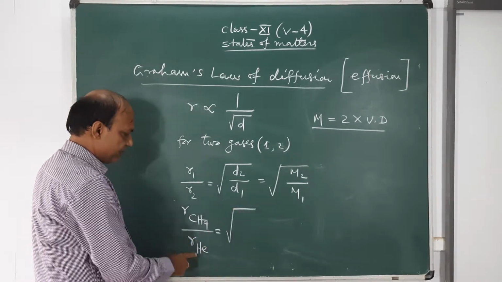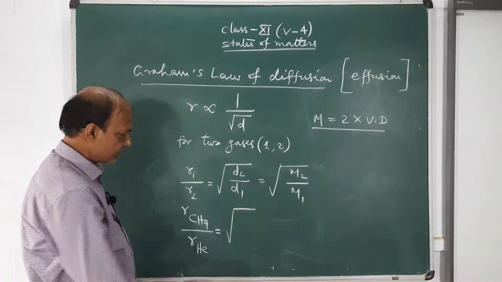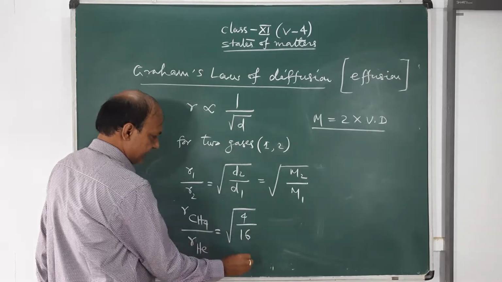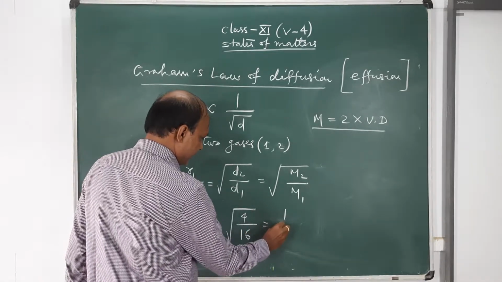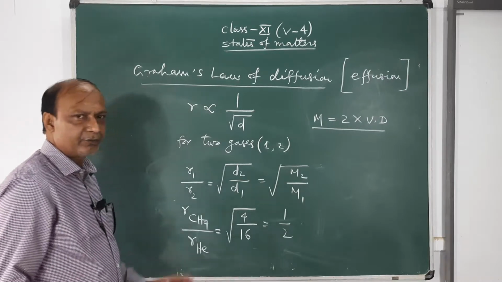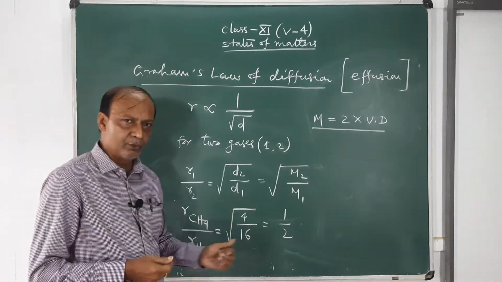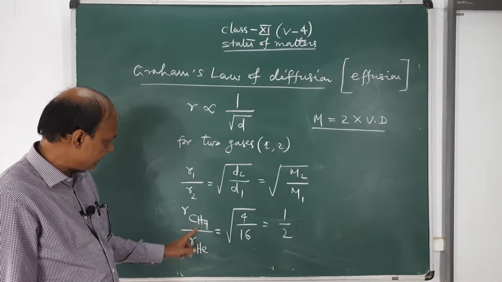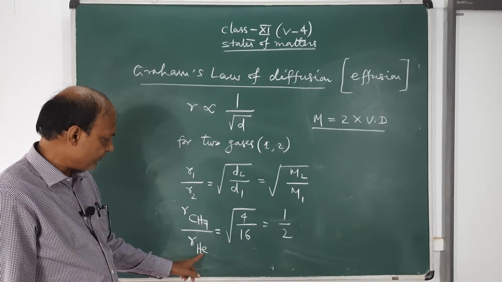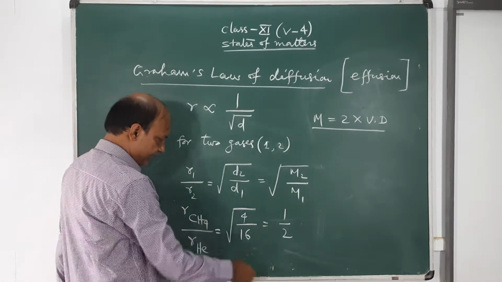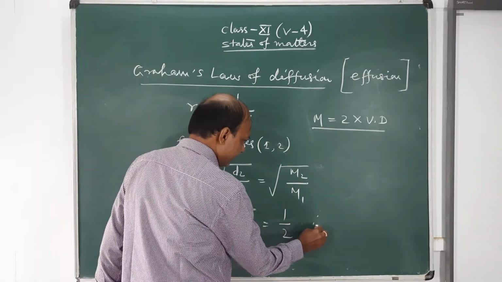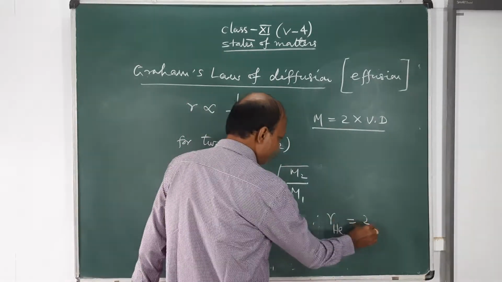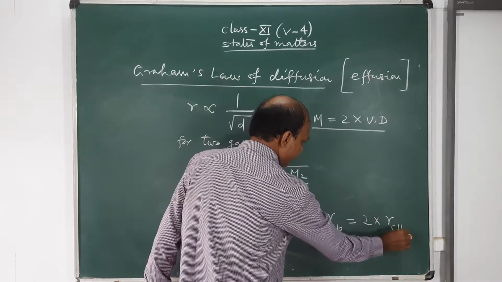So, molar mass of methane, molar mass of helium. Molar mass of helium is 4 and molar mass of methane is 16. So, this is equal to 1 by 2. See it here, just to understand it, we have taken such values so that you can get the exact quantity. So, the ratio of the rate of diffusion of methane to the rate of diffusion of helium is 1 by 2. That means you can write rate of diffusion of helium equals 2 into rate of diffusion of methane.